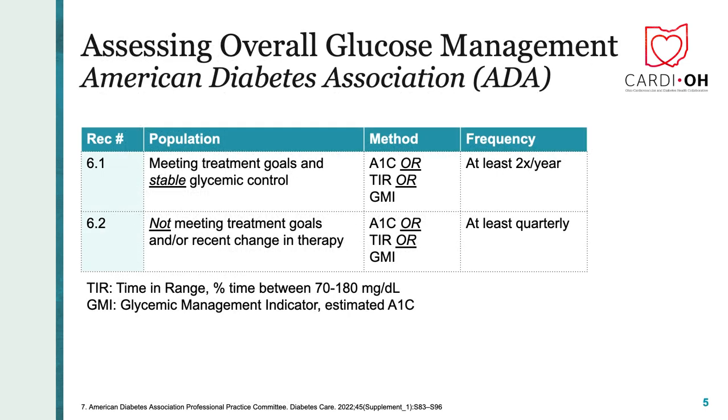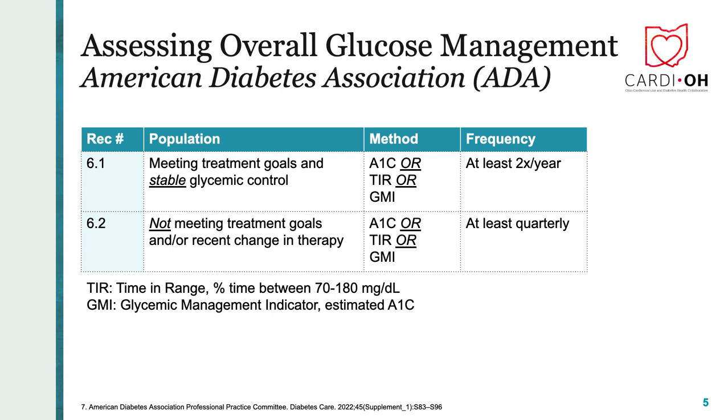So in terms of how we can assess overall glucose management, the American Diabetes Association has made some fairly recent changes in their guidelines for assessing glycemia. Whereas previously it nearly exclusively revolved around hemoglobin A1C monitoring, in the last couple of years, this has been revised to include CGM metrics, which, as I'll describe, include the time in range and the glycemic management indicator. And that's just an estimation of the hemoglobin A1C derived from CGM data.